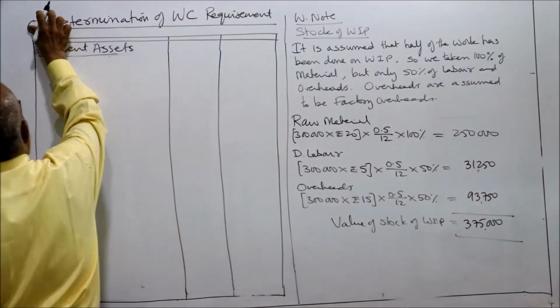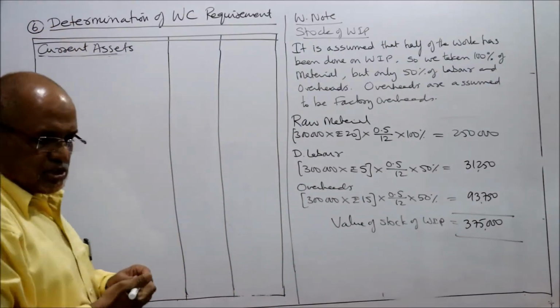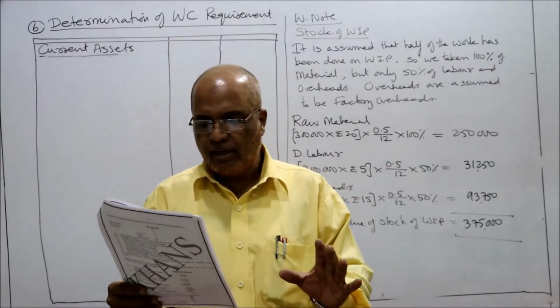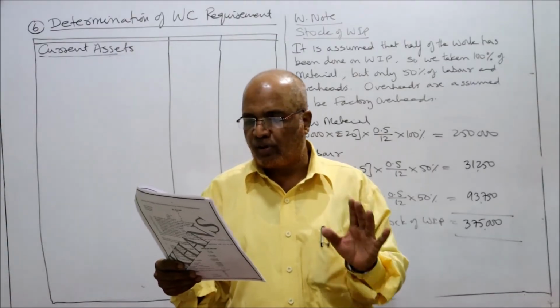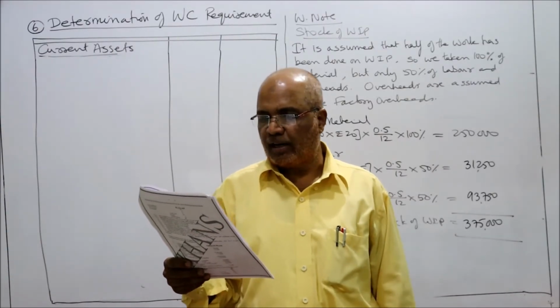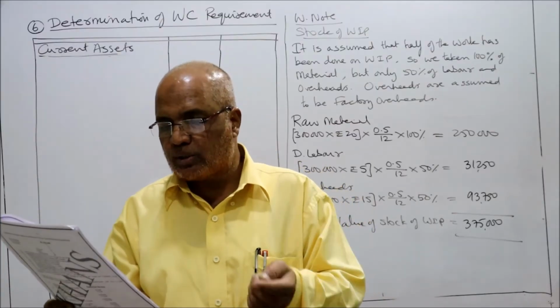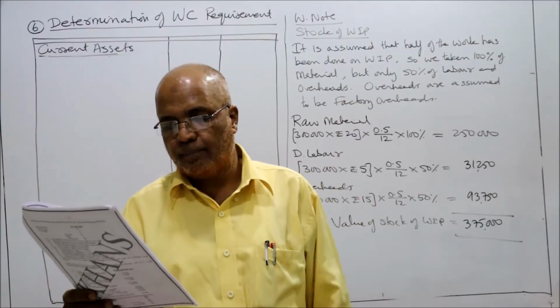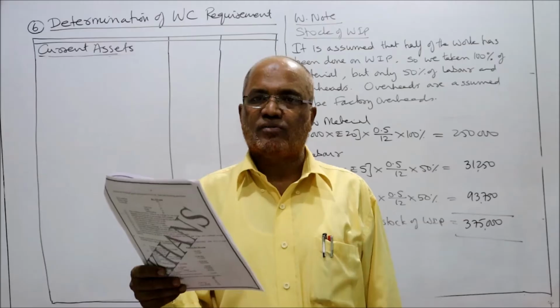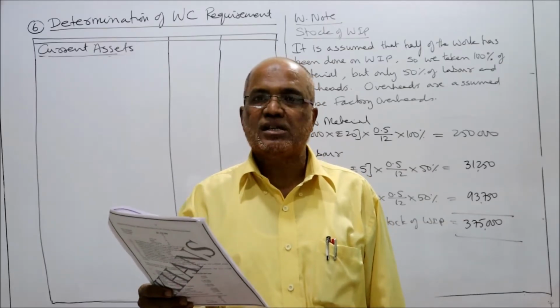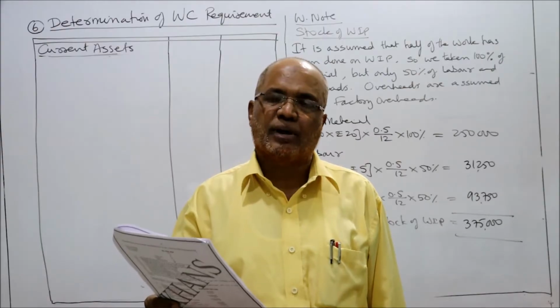Now we'll come to problem number 6. Sixth problem, see carefully. PQR Limited proposes to have a production program of 2,40,000 units during 1999. The estimated percentage of different element of cost to the selling price are as under. Material are 50% of selling price. Labor 25% of selling price. Overheads are 10% of selling price.